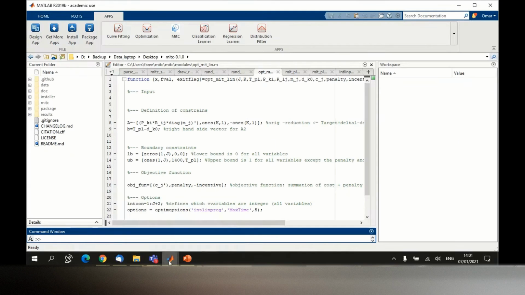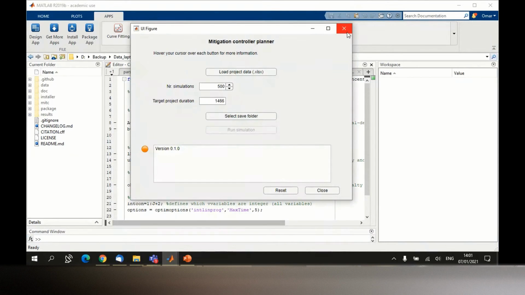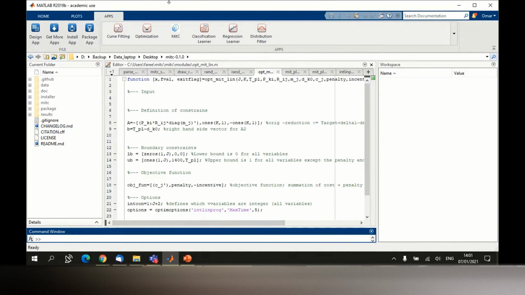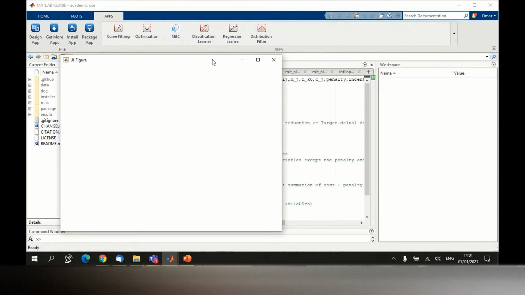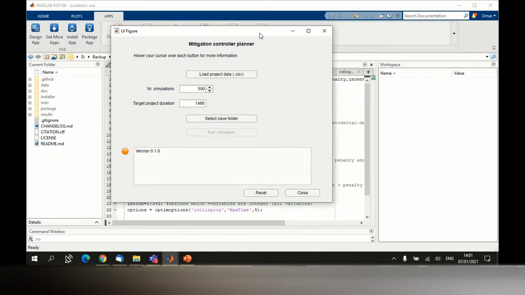Now, working with the software, I will access the mitigation controller directly from MATLAB. Once you install the software, it will appear right here in your app tab. You click on it and then you get the user interface. For now, this is the only interface of the mitigation controller. You have a couple of buttons here, and everything is described in detail in the manual. The first button is for when you load your data, your spreadsheet in Excel.